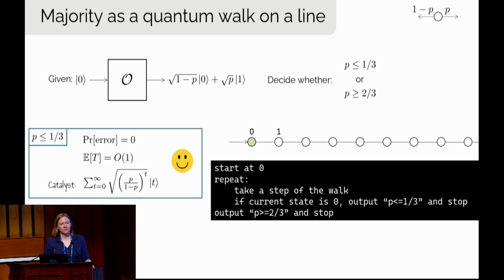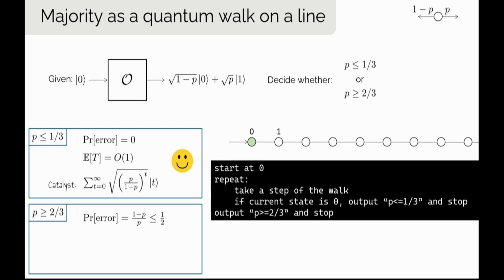But actually, everything we've said is completely classical, and there's also a very big problem with this algorithm that you may have seen, which we will see when we analyze the p at least 2/3 case. First of all, there's some probability of error. So even when p is greater than 2/3, you might return to 0, but the probability of that is bounded by 1/2.